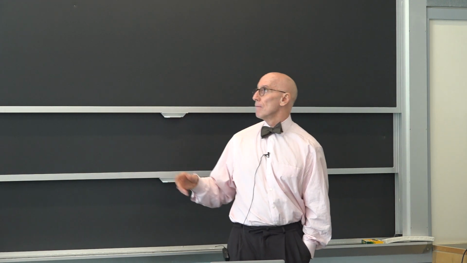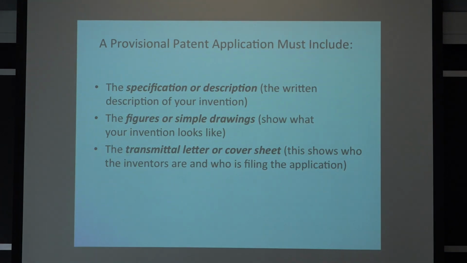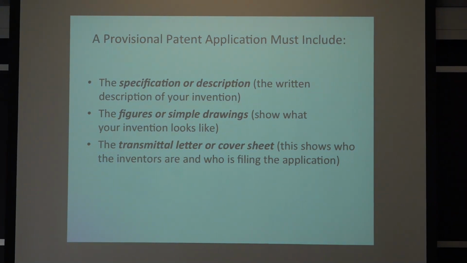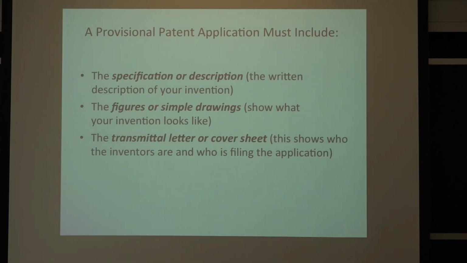There needs to be basically these three things. The specification or description of the invention, okay? The figures or simple drawings that show what your invention looks like and hopefully what it does. And then the transmittal or cover letter, which gives the names of the inventors and who's filing the application and certifies that there are no government funds that were used. But you couldn't get any simpler than this. You literally can scratch this out on a piece of paper, okay? And so long as you use the USPTO transmittal cover sheet, you're good to go.